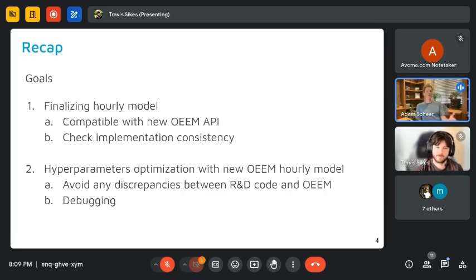And so one of our goals is to check that implementation consistency. And then finally, like I mentioned, we're also finalizing this hourly model itself. That means tuning these hyperparameters, making sure that we're translating this R&D code into the final, public-facing open source repository and ensuring that that translation happens successfully and is well tested. And that involves, of course, debugging.